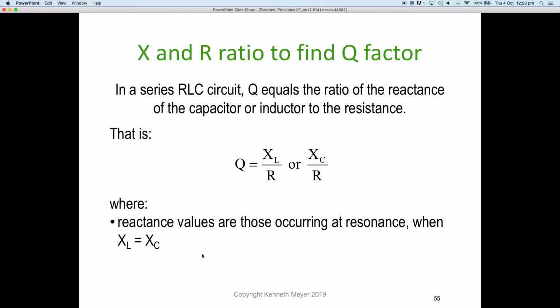The X and R ratio to find the Q factor. In a series RLC circuit, Q equals the ratio of the reactance of the capacitor or the inductor at resonance to the resistance. So Q can equal XL divided by R or XC divided by R. Again, those values apply at resonance only, when XL and XC equal each other. So resonance only happens when those two equal each other, and we can find the Q simply by taking the XL and dividing it by the R in the circuit.